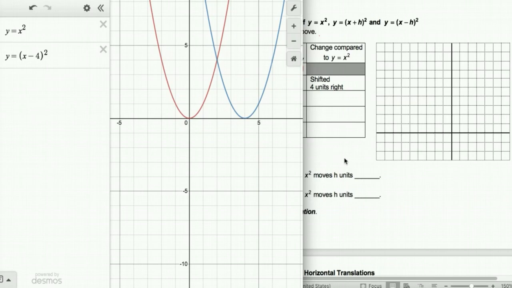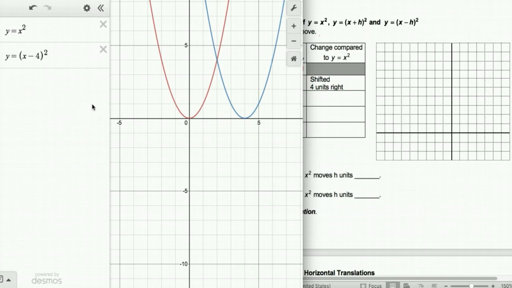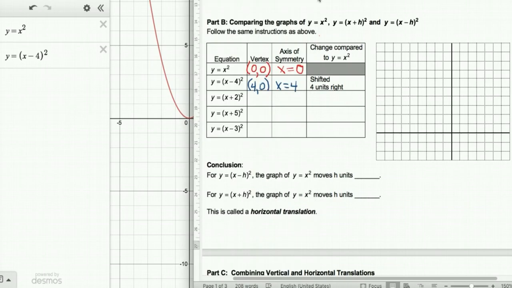Okay, so we noticed, let's see here. The vertex is now at 4, 0, and the axis of symmetry is at x equals 4. Okay, so let's add those in. And what did we notice compared to the original graph? It moved 4 units to the right. Okay, and again, it's acceptable to just say right 4.